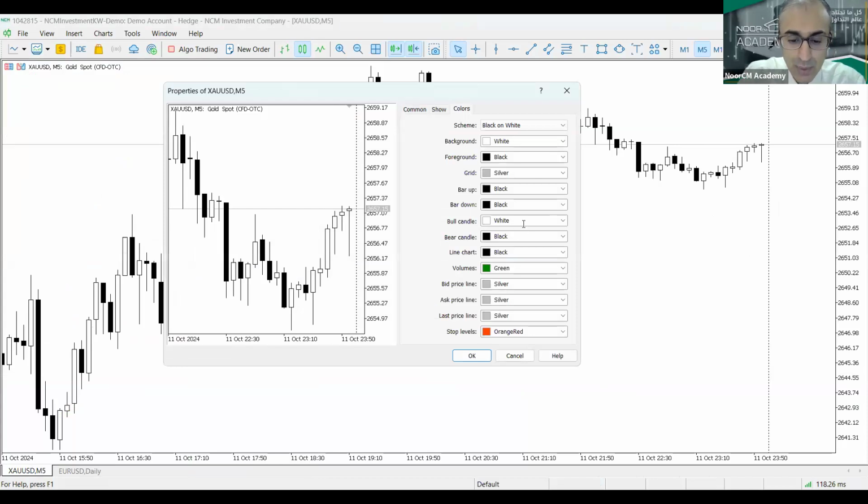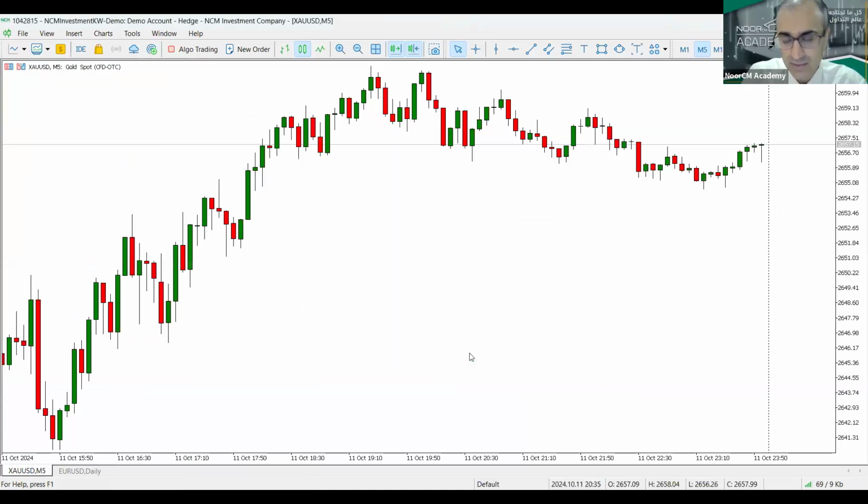We'll color bull candle to green, bear candle to red, bar up, bar down. We're going to keep it black. Okay, great. Now, let's insert the 2 moving averages.